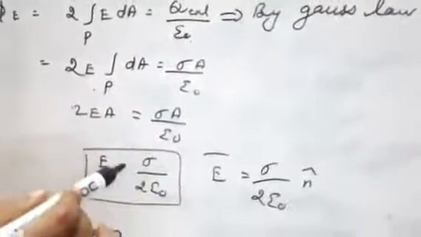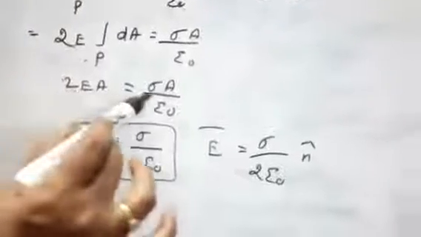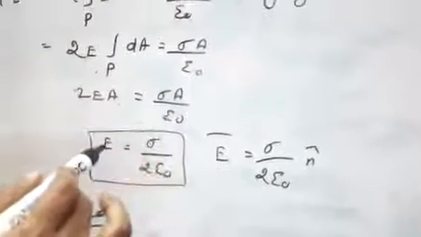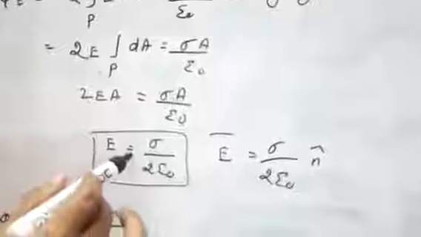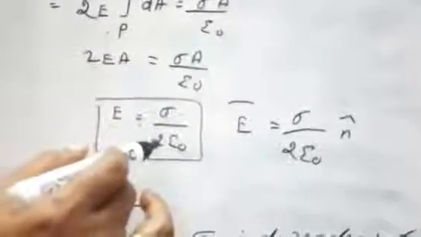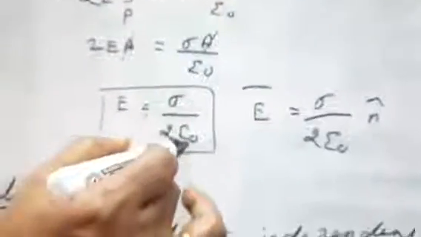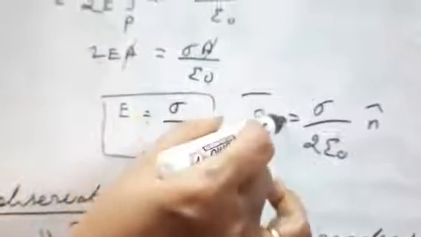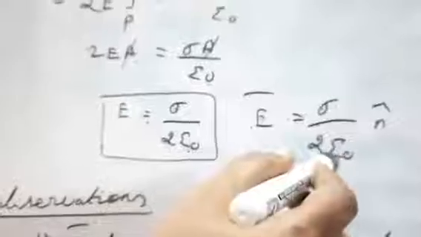Therefore, here 2EA is equal to sigma A by epsilon naught. After taking integration, the dA value changes to A. So the A on both sides cancels, and we get E equal to sigma by 2 epsilon naught. In vector form, E vector is equal to sigma divided by 2 epsilon naught n cap, where n cap is a unit vector normal to the plane.